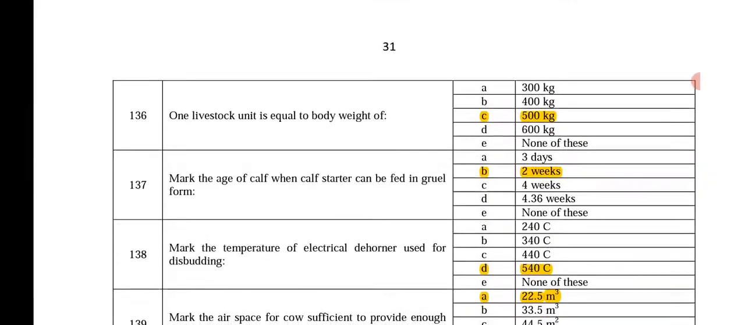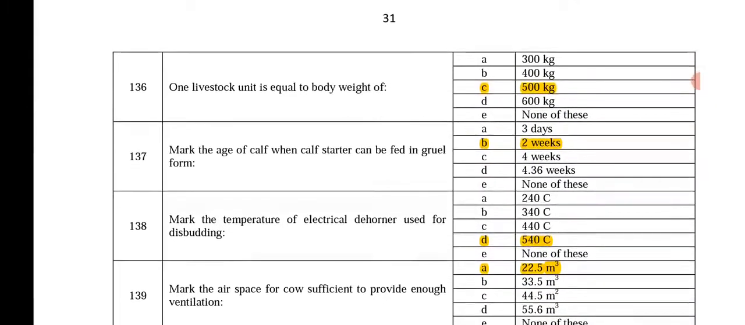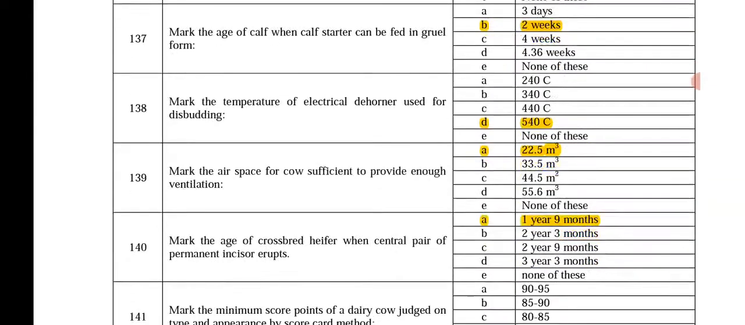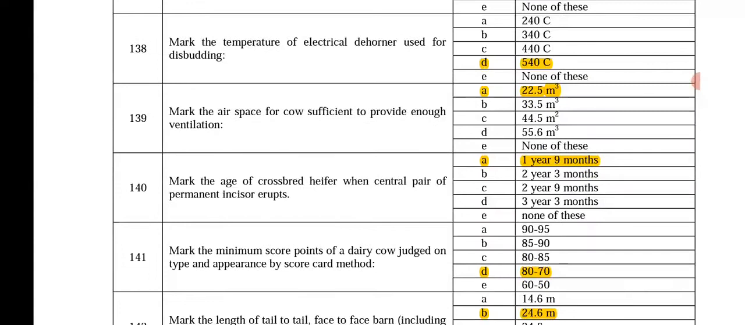One livestock unit is equal to body weight of 500 kg. Mark the age of calf when calf starter can be fed in gruel form: 2 weeks. Mark the temperature of electrical dehorner used for disbudding: 540 degrees centigrade. Mark the airspace for cow sufficient to provide enough ventilation: 22.5 m3. Mark the age of crossbred heifer when central pair of permanent incisors erupts: 1 year 9 months.